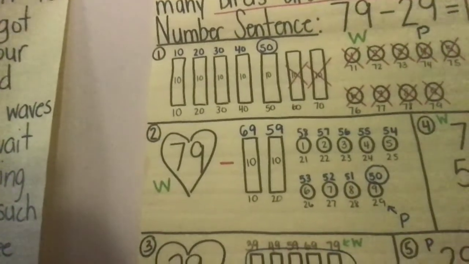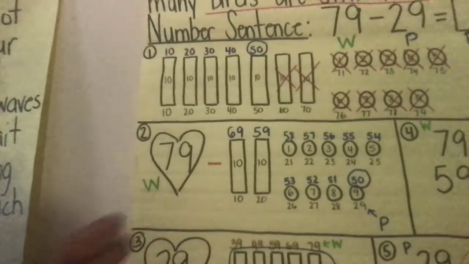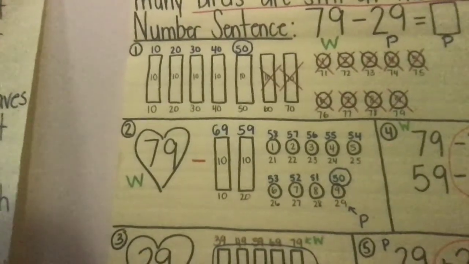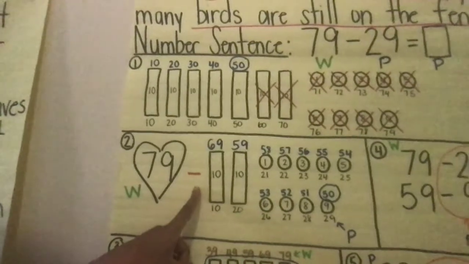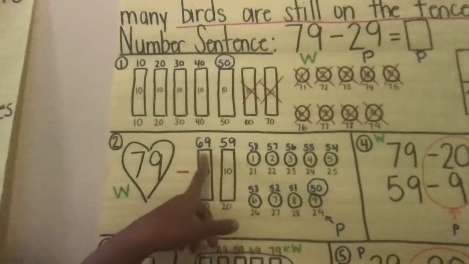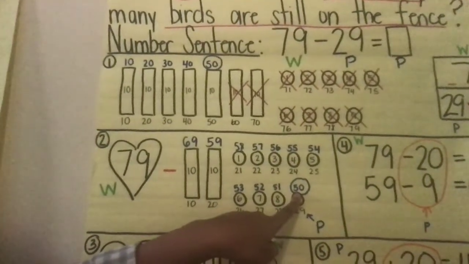Using 10s and 1s. So in this strategy, again, I started with my whole and I conserved. Conserved means to hold on to it and keep it whole. So I conserved my whole of 79. I took away 2 10s and 9 1s. So 79, 69, 59, counted back my 1s, and I got this answer of 50.